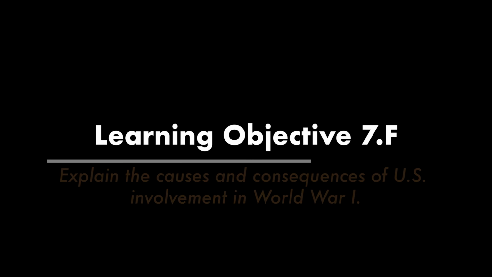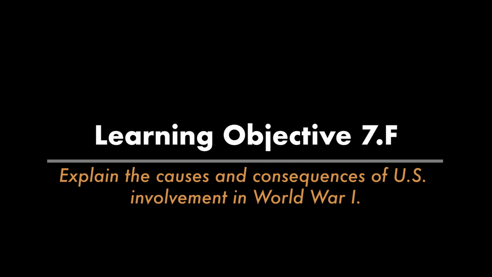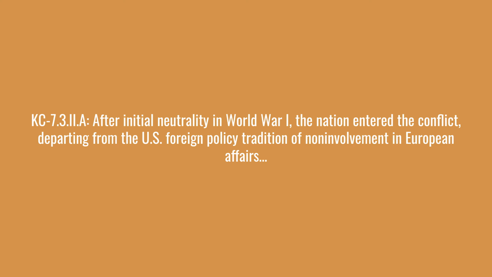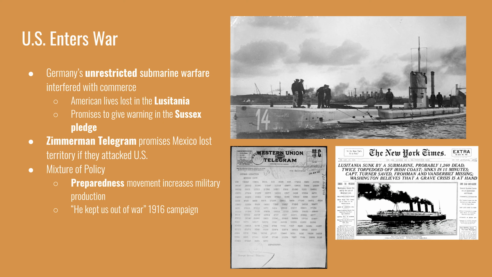The learning objective is explain the causes and consequences of U.S. involvement in World War I. The first key concept talks about the U.S. entry into World War I. After initial neutrality in World War I, the nation entered the conflict, departing from the U.S. war and policy tradition of non-involvement in European affairs. This tradition of non-involvement, the key concept refers to, is Washington's farewell address in the Third Historical Period.